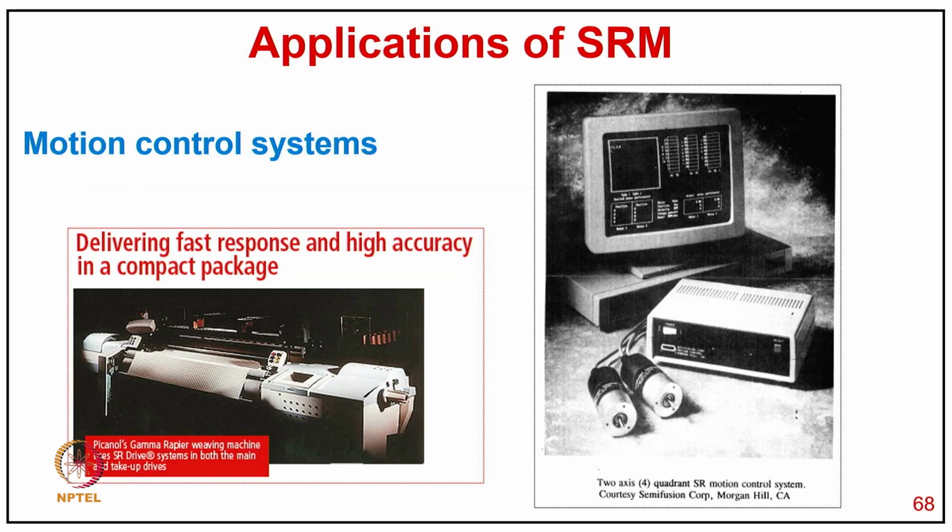Now coming to typically motion control application, which delivers fast response and high accuracy in compact packages. Here you can see a pick and place camera repair wearing machine using SR drive in both the mains and it, and typically a 2-axis quadrant SR control system with the Simpson Morgan Hall company.